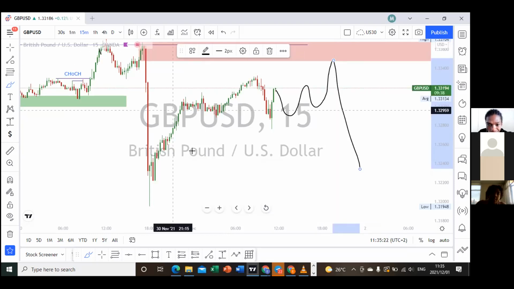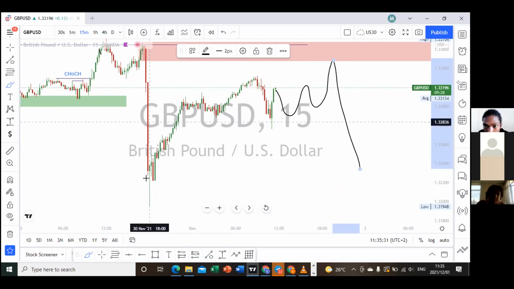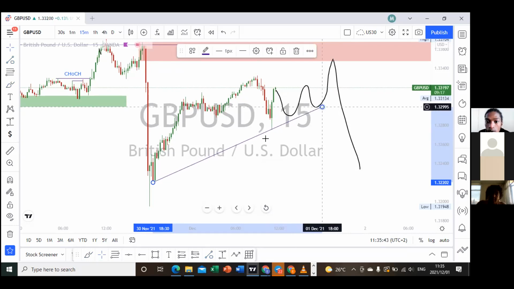Because we can clearly see that the market left a lot of liquidity down here. So it has to come and grab. There's a lot of money, a lot of stops sitting down on these areas. So we are expecting the market to come this side and grab all the orders that are sitting down here.